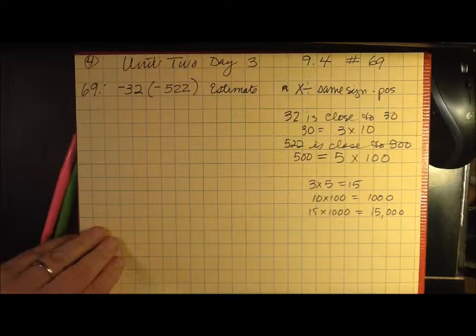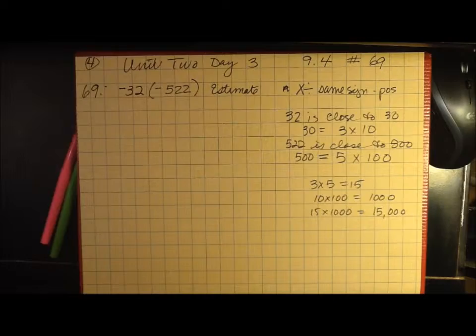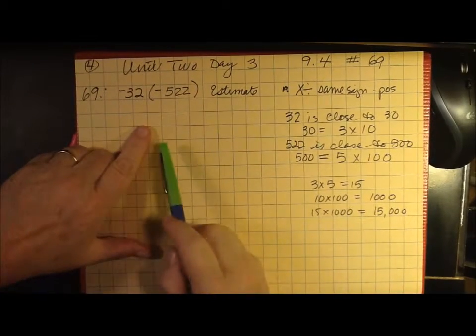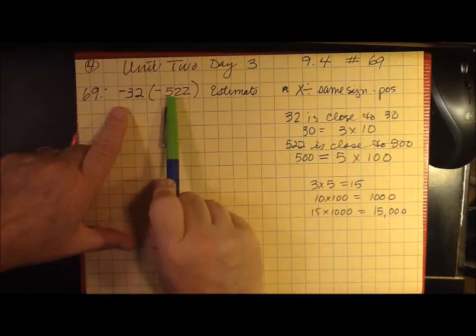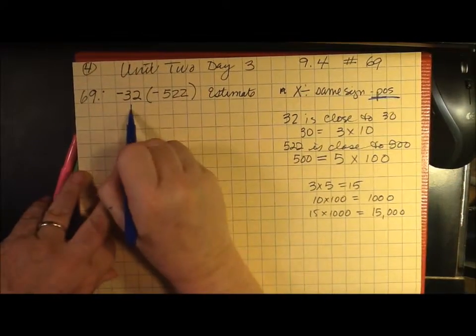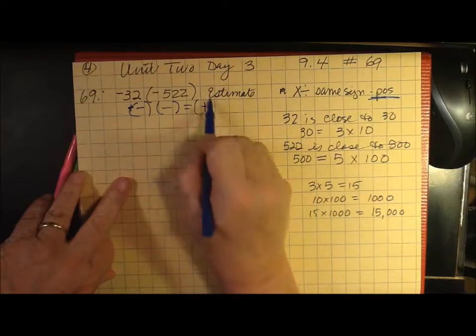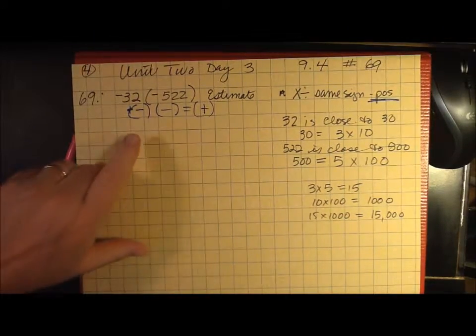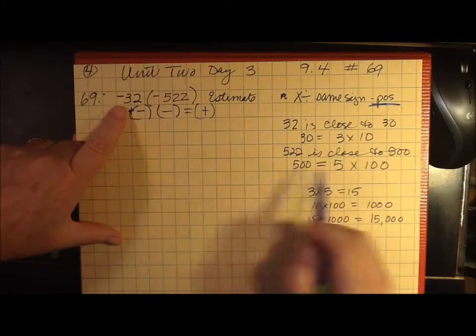And here is the last one with this particular set, and they're asking you to estimate. Estimate means you're going to try to do this in your head, but I'm writing anyway, because you can't see what's in my head. I'm going to start with this. First, I know I have a negative and a negative, so my answer will be positive, right? Negative times a negative equals a positive. So I know that. Now I'm just going to use a little bit of basic estimation and rounding.